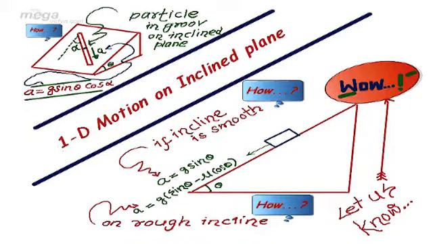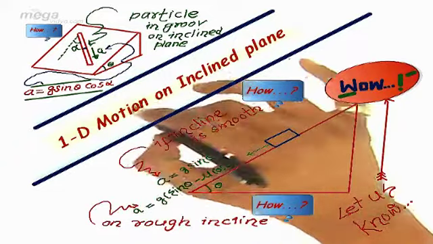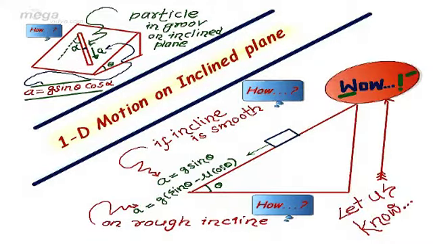We are studying one-dimensional motion, and we had studied motion under gravity when an object is falling from some height or is thrown vertically upward. This time we are taking one-dimensional motion on an inclined plane, whether it is allowed to slip over the inclined plane or has been projected along the inclined plane.